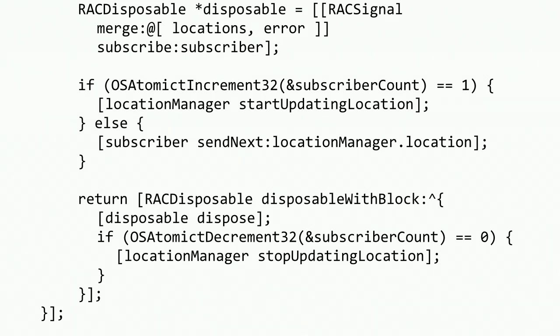So finally, we have the disposable block. So again, we were in create signal. We always return a disposable block from create signal. And here, we do two things. First of all, we dispose of the disposable we created up at the top. And the second thing we do is we decrement the subscriber count, and if it's back down to 0, we tell the location manager to stop updating. So now, with this API, you have a signal that you can pass around, anybody can subscribe to it, and starting the updates and ending the updates are handled for you. You don't have to handle that yourself.